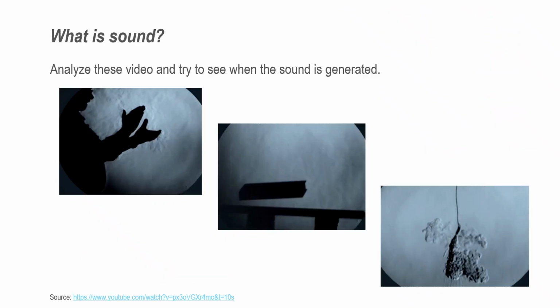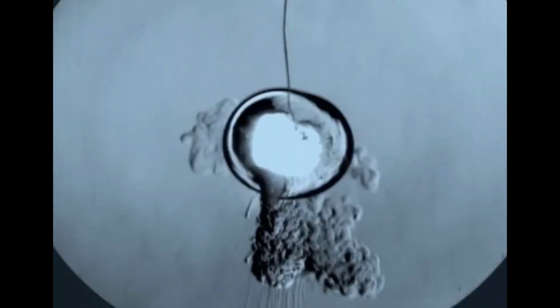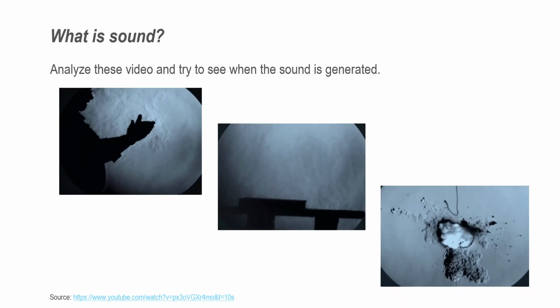Now, in these 3 short videos, a special visualization technique, which is sensitive to the gradients of density in the flow, is used to show you what really happens, for example, when you clap your hands, drop a book, or make a balloon pop. Now, pause the videos, go back 10 seconds and try to freeze the moment in which the perturbation is generated and propagated to the far field.